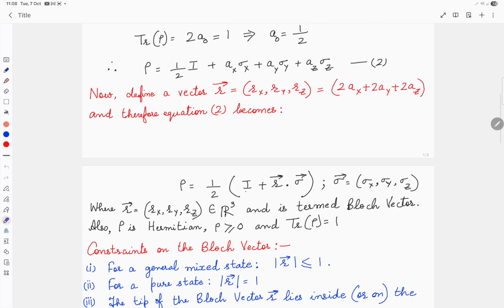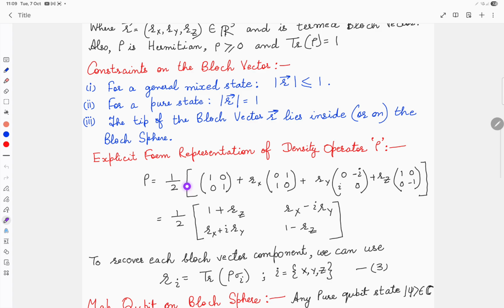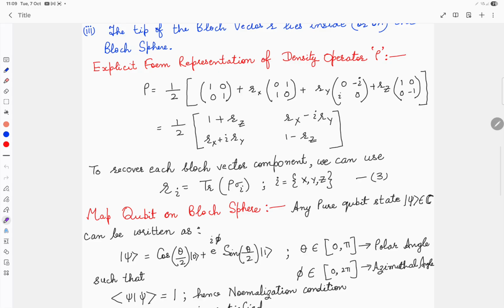Now let us put this expression of equation number 2 in terms of the matrix form. That means let us substitute the matrix form of identity, sigma x, sigma y and sigma z. So let us see what we get. Once we do that, this is the identity matrix, this is Pauli x matrix, this is Pauli y and Pauli z. If we solve this, we will get the density operator in this matrix form.